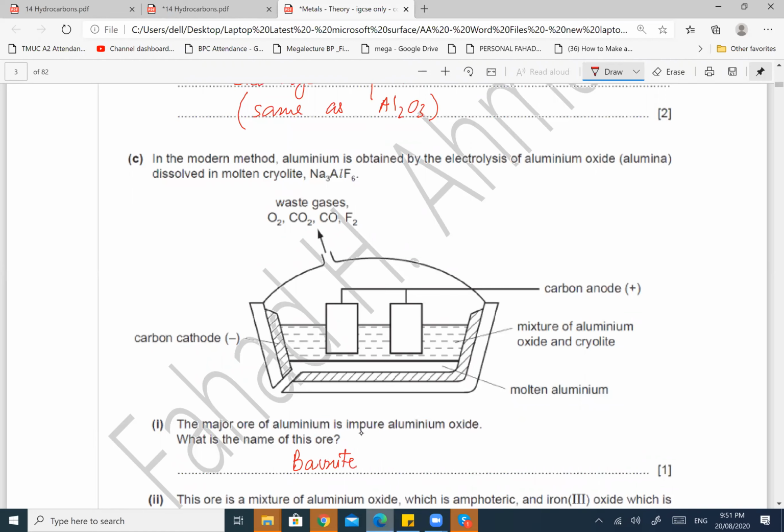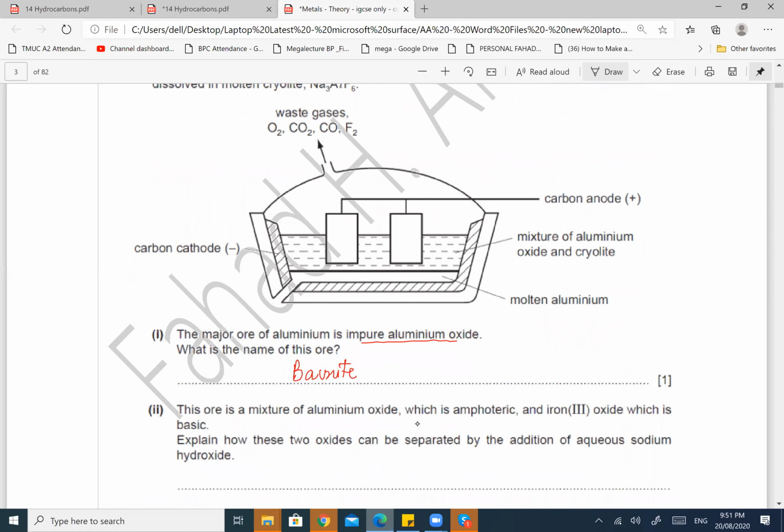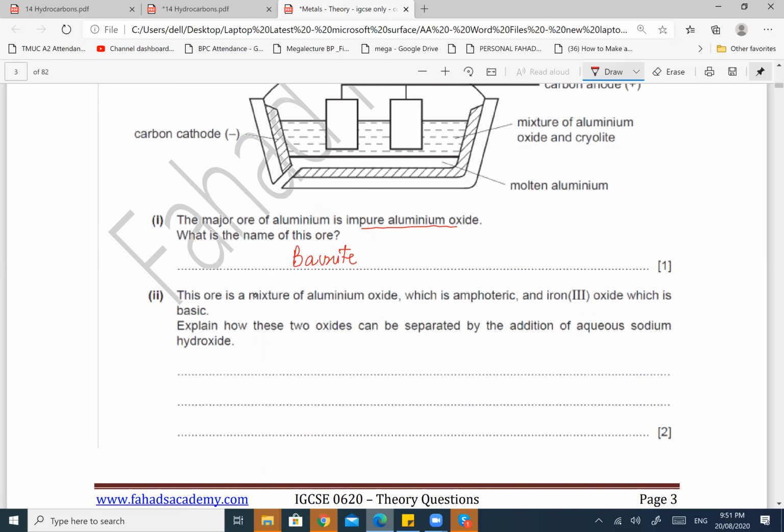जिसके अंदर impure aluminium oxide था. Impurity भी discuss की थी. What was the impurity? I think he has already mentioned that below. कि उसने कहा है कि the ore is a mixture of aluminum oxide which is amphoteric. He's already told you कि it's amphoteric. It can react with both acids and bases at the same time. And the other one is iron 3 oxide, so it's basically Al2O3 mixed with Fe2O3. तो ये step 1 की बात कर रहा है कि explain how these two oxides can be separated by the addition of sodium hydroxide. तो सब कुछ ही बता दिया उसने.